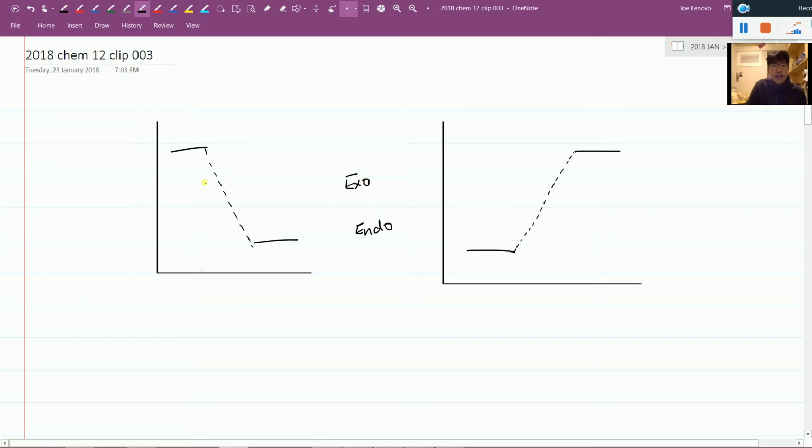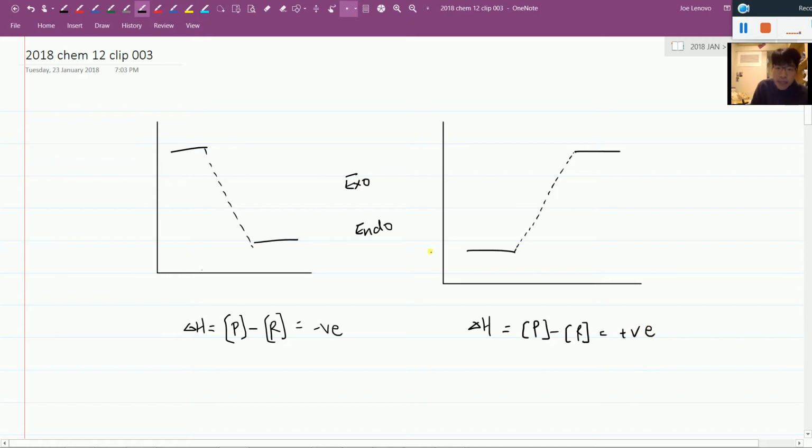On the left hand side, the diagram goes from the top to the bottom. As we know, delta H can be calculated by the products take away the reactants. So for the first one on the left hand side, products take away reactants gives a negative value. And for the right hand side, products take away reactants gives a positive value.